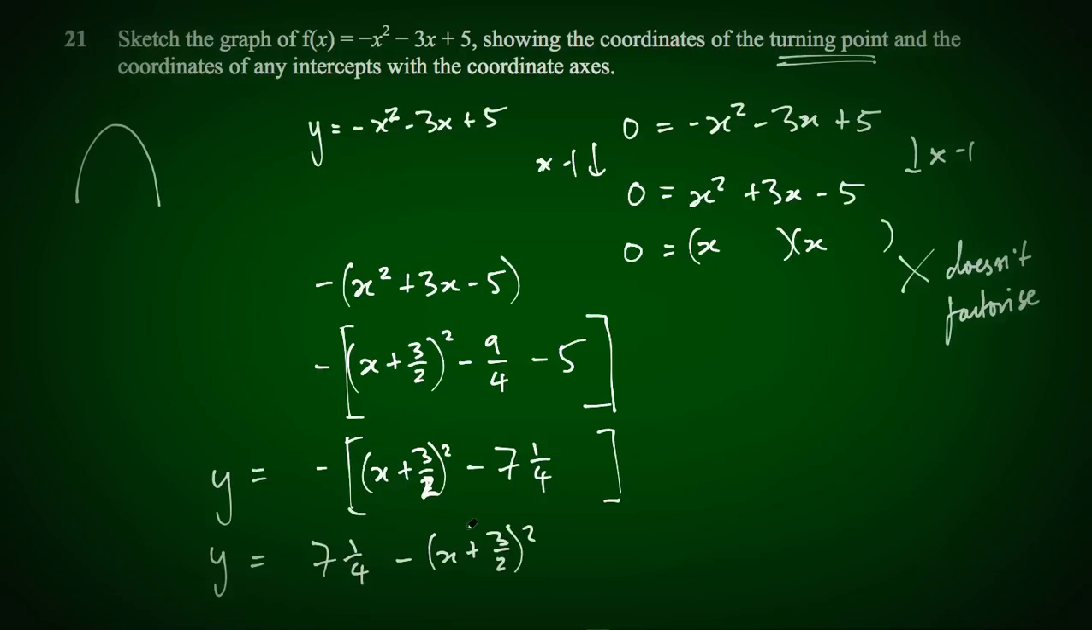The maximum y can ever be then is when this part is 0. So maximum y equals 7.25. And that happens when x equals minus 3/2. So that will make that 0.